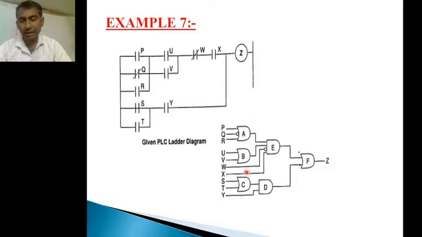That means W with some bubble. And another combination is the parallel combination of U and V. So parallel combination means we can go for the OR gate. So OR gate, U and V.